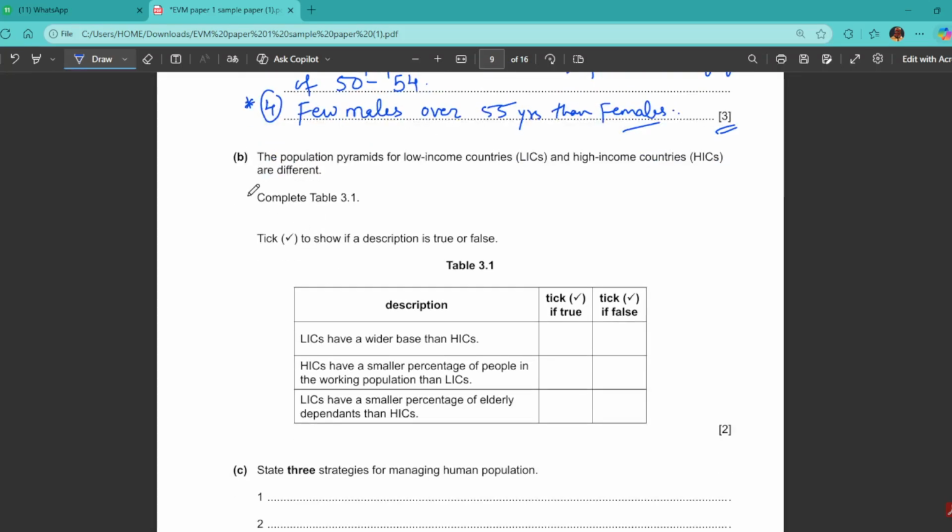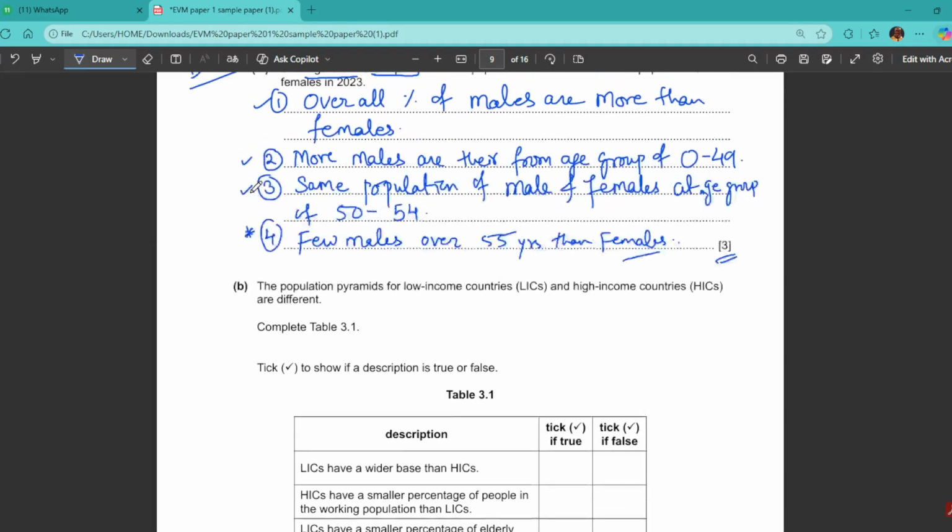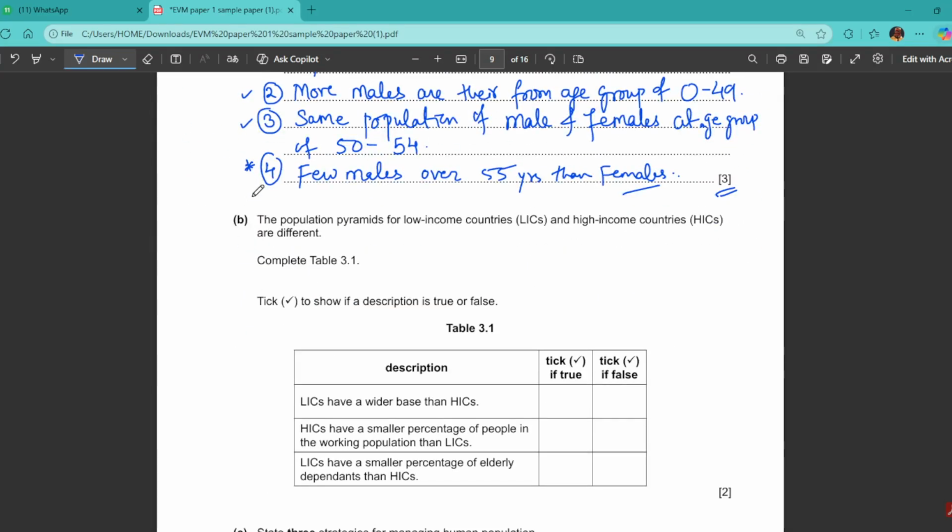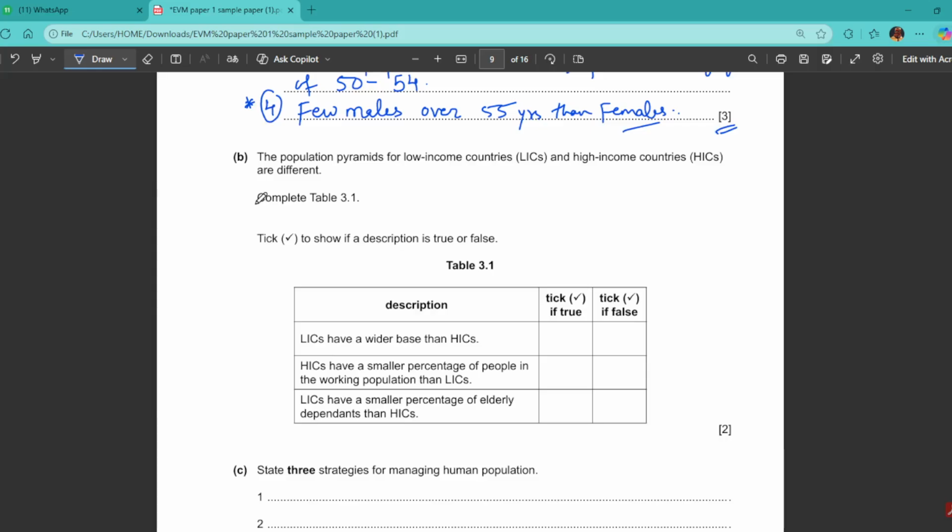The next B section says the population pyramid for a low income country, also known as LICs, and high income countries, HICs, are different. Now complete table 3.1. Put a tick mark to show if a description is true or false. LIC have a wider base than HIC. Put a tick mark here. So the population pyramids for low income countries and high income countries are different, and table 3.1 will help you in that. Okay, if a description is true or false.